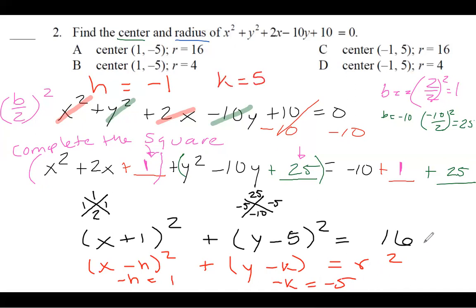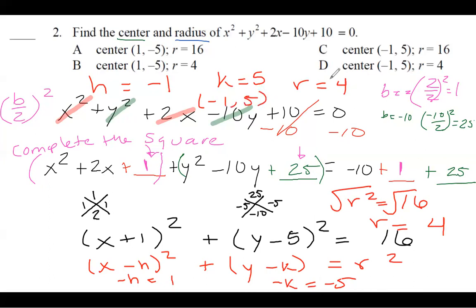And over here, r squared equals what? 16. So what do I have to do to isolate r? Square root. We're only going to take the positive value, guys, because we're talking about distance. So therefore, r equals 4. So we're looking for h, k, negative 1, 5, and our radius of 4. Which one has that solution? In this case, it would be D.